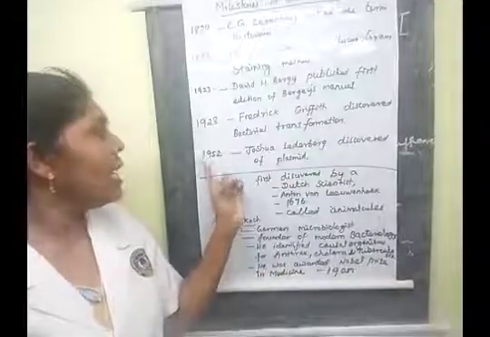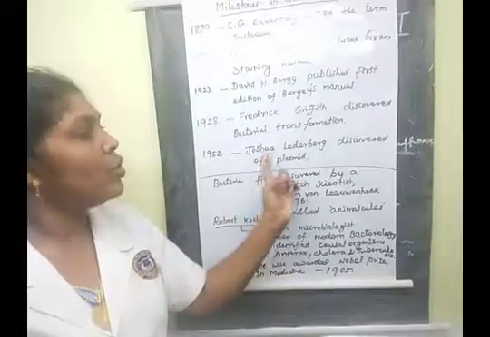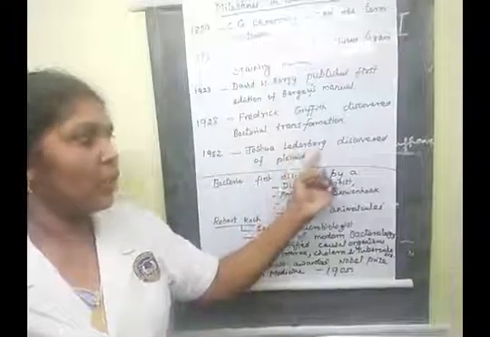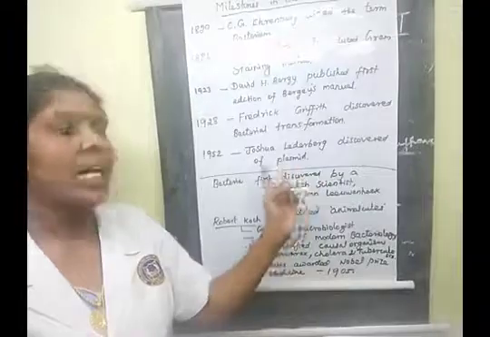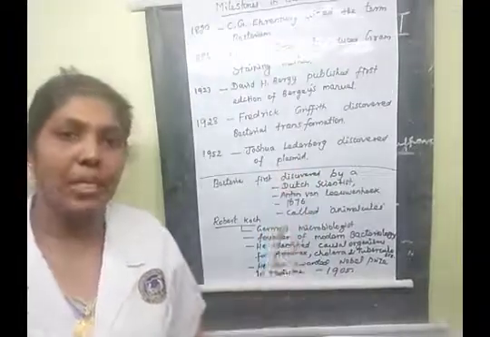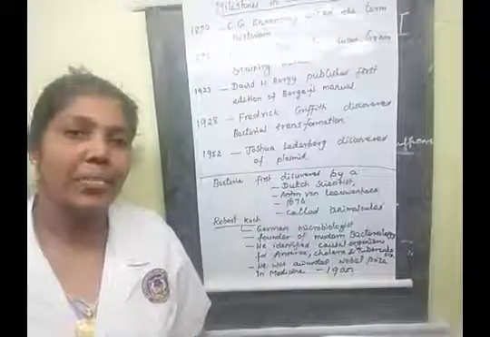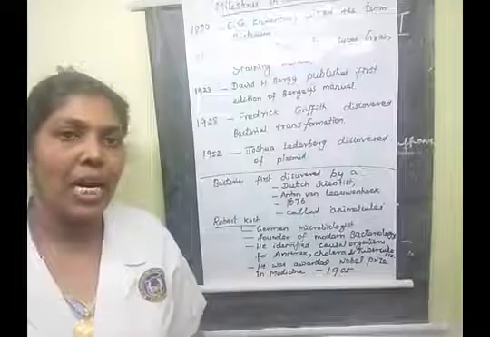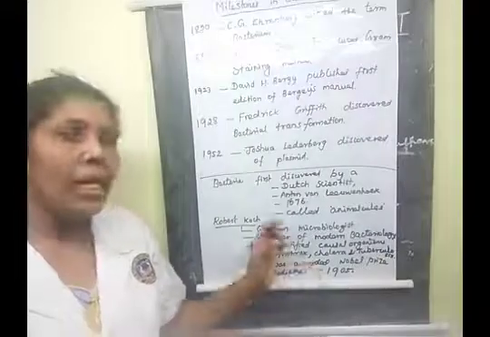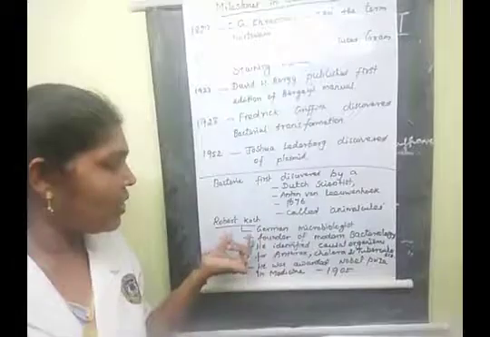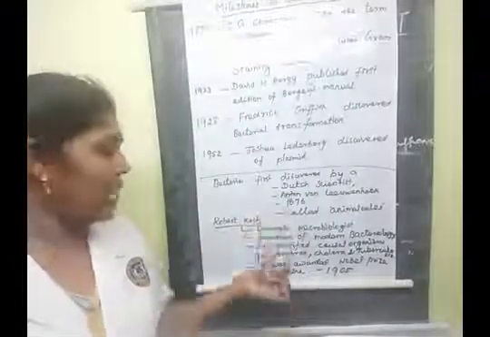Next one, 1952, Joshua Lederberg. This person discovered plasmids. This person only discovered the plasmids. Understood, children? Yes. Then next one is some one-word questions.